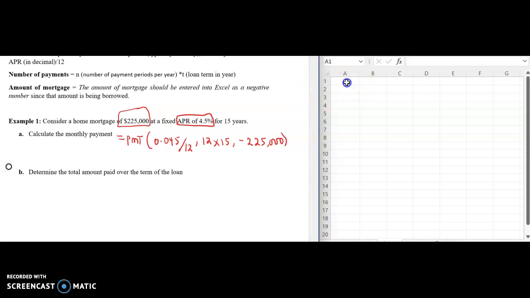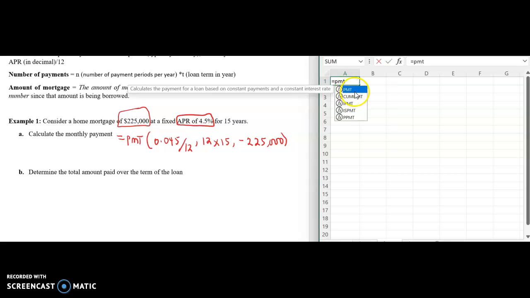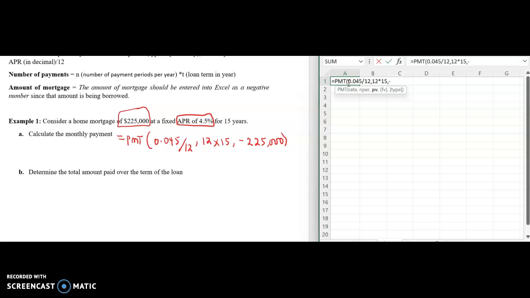And now if you have your Excel file, you want to type equal PMT. And the moment you start typing, it will pop up the PMT for you and you select that option. You type 0.045, divide that by 12, separate with a comma, type 12 times 15. You have to use the asterisk as your multiplication sign, so combining the shift and the 8 key on your keyboard. You introduce a comma, negative 225,000. You close it, you hit enter.